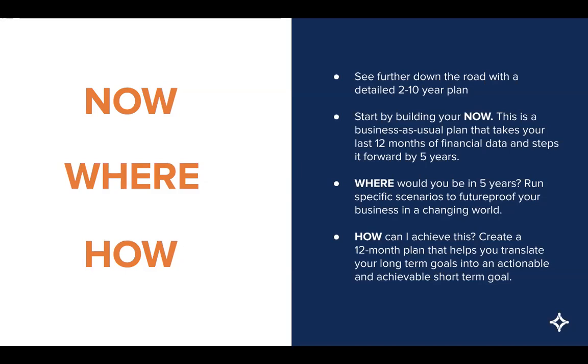The where is your tailored scenario plan for any future event. This could be a goal you may have currently, such as selling certain portions of the business, or succession planning to help the next generation take over. You can also plan for a rainy day or an emergency, or just make sure your business can stand up against a crisis or price fluctuations, both of which we are seeing right now. And then the how to cap it off is the 12-month plan that helps you translate your long-term goals into actionable and achievable short-term goals.